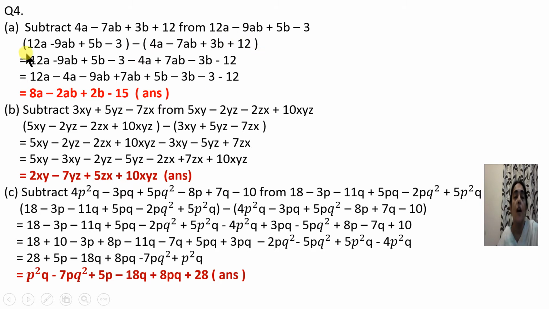So I will write down here there is a positive sign in front of it. So no need to change the signs. This all will be written as it is. 12a minus 9ab plus 5b minus 3.